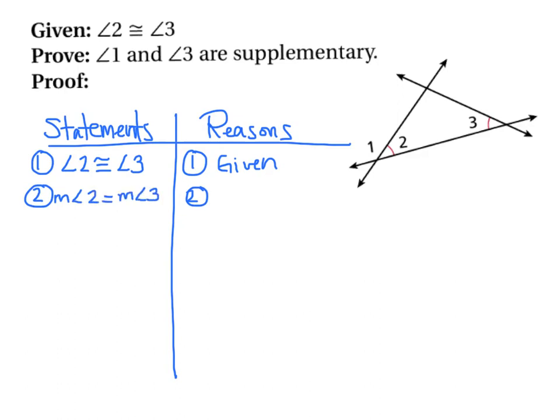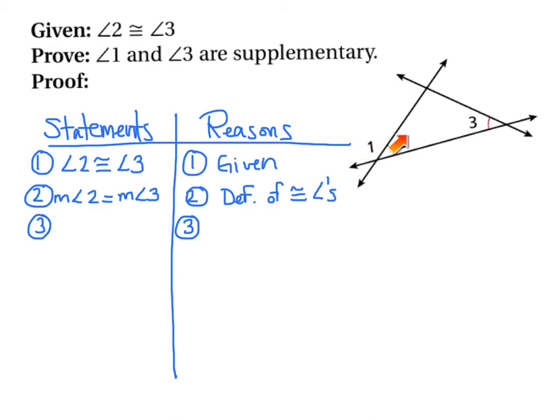So then we can say that the measure of angle 2 is equal to the measure of angle 3 because of the definition of congruent angles. Statement 3. Where do you think we can go from there? The measure of angle 2 and the measure of angle 3 are equal. So let's think what we can say.